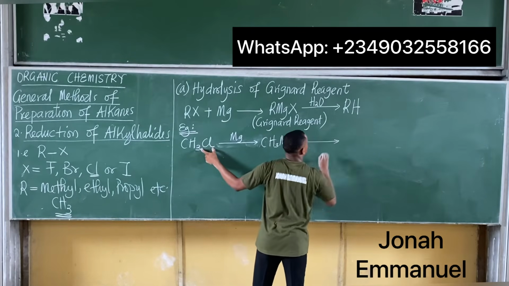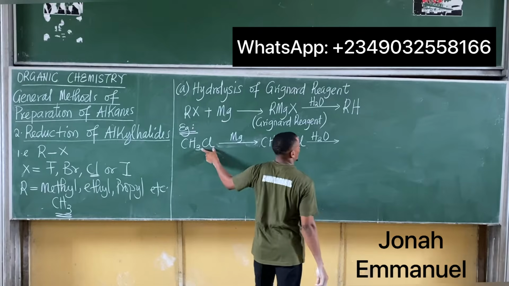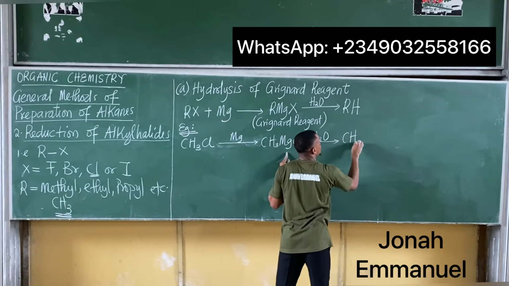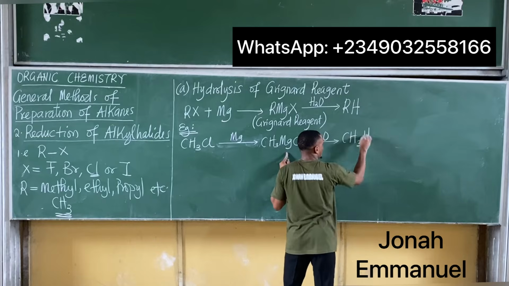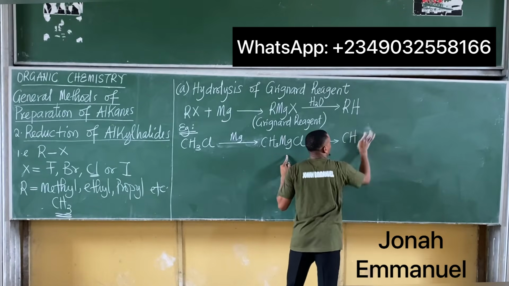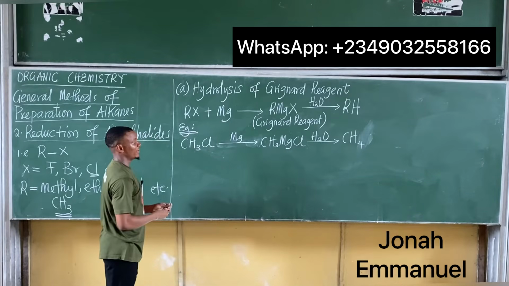Pass it again under the influence of water, H2O, or perhaps steam, if it's in gaseous mode. Then the R there, CH3, and then H. If I combine in total, how many hydrogen here? So it becomes CH4. So this is what is called the Grignard reagent equation.